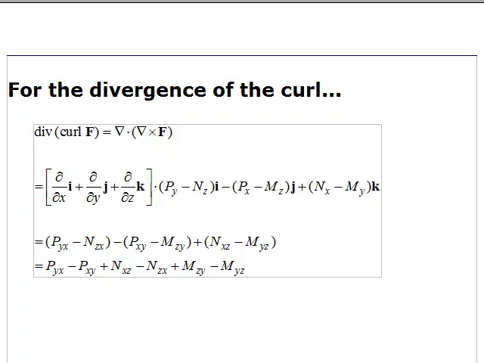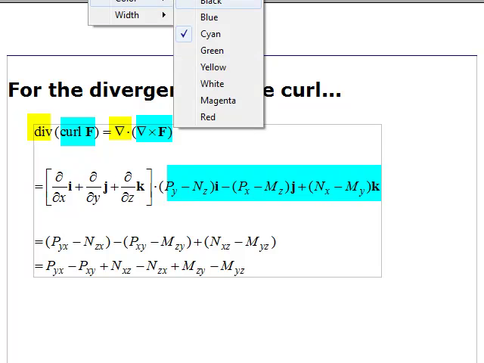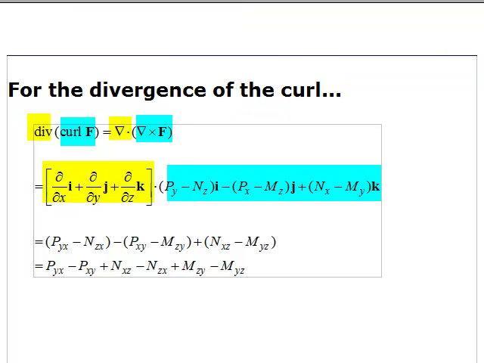Here's the other identity. The divergence of the curl is 0. So here's the divergence, and it's the divergence of the curl. So the curl of f is del cross f. So del cross f I wrote here in component form. It's borrowing the result from above. And here is the del operator right here. Now, when you work this out, remember you're going to get a scalar. So I have the partial with respect to x applied to these two terms. So that will give me p yx minus n zx.